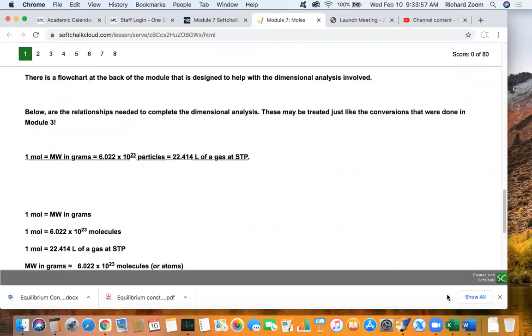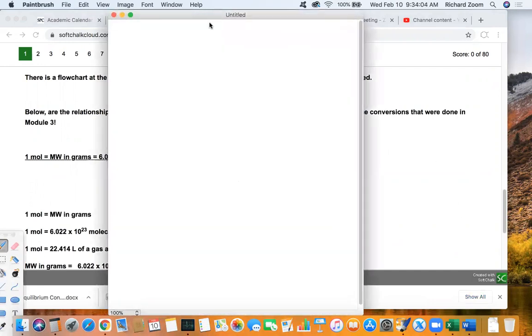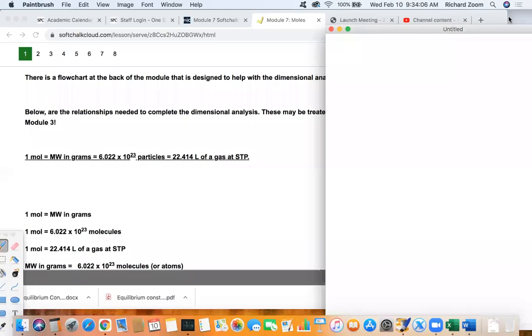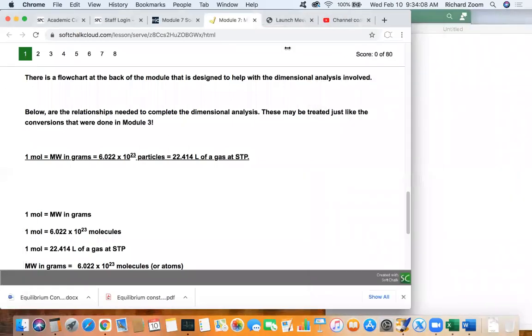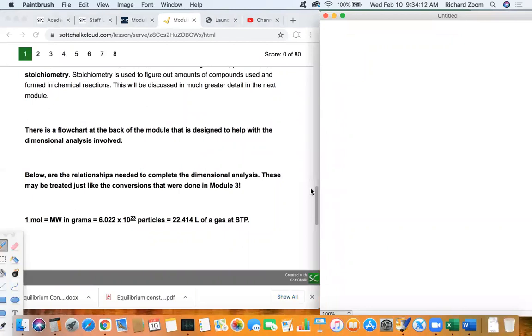Okay, we're looking at module 7, which is all about moles. Not a particularly difficult module. And it's really like module 3, I think, except that there's very many fewer conversions to worry about. So the first thing, I'm going to not worry so much about the background here.